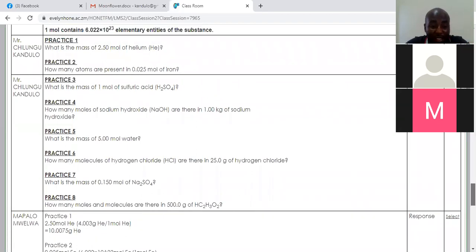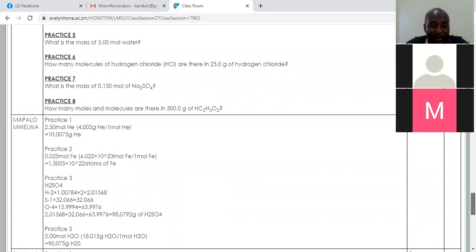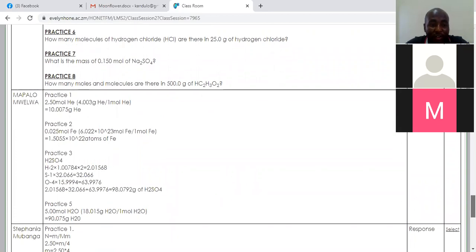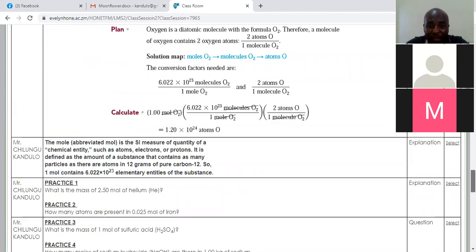What I loved about this way of answering was that she was also using the conversion factor. Meaning she went through what I was doing.